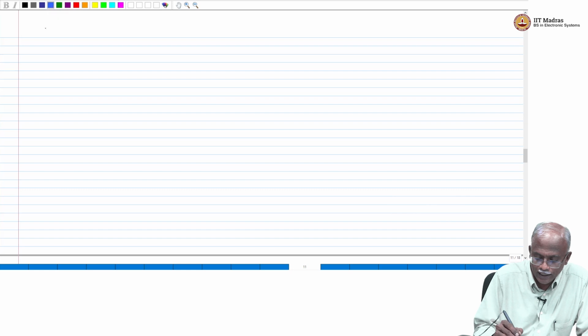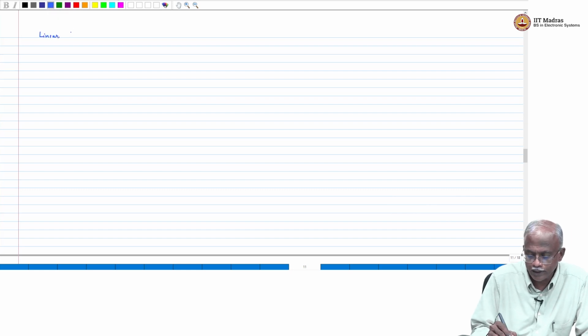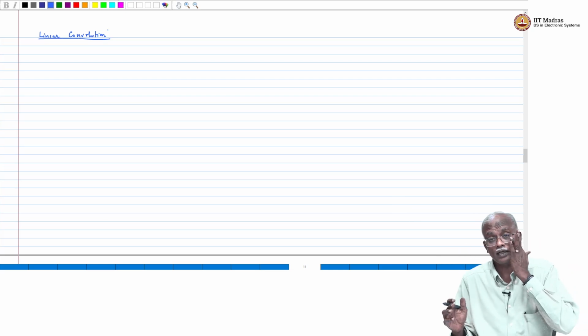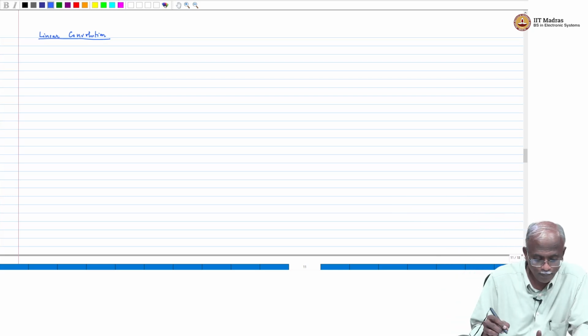So let us look at linear convolution. And I would like to introduce you to the matrix notation so that you feel comfortable, because matrix notation is the one that gives us a very compact mathematical representation of what the operation is.